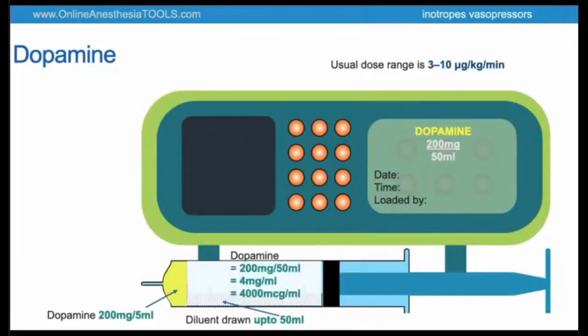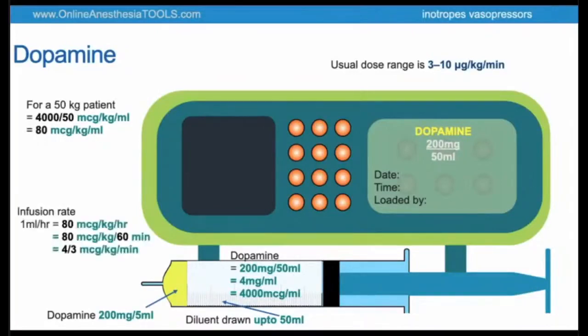So now we have 200 milligrams in 50 ml. That means 4 milligrams per ml. That is 4,000 micrograms per ml. Similar calculation for a 50 kg patient, 4,000 micrograms per ml per 50 kg comes down to 80 micrograms per kg per ml. So if you are running at 1 ml per hour, 1 ml is 80 micrograms per kg per 60 minutes. It comes down to 4 by 3 micrograms per kg per minute. So otherwise we can put it as dopamine 3 ml per hour gives 4 micrograms per kg per minute. Okay.